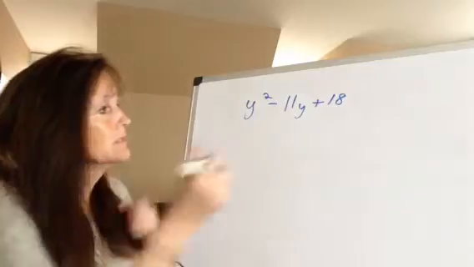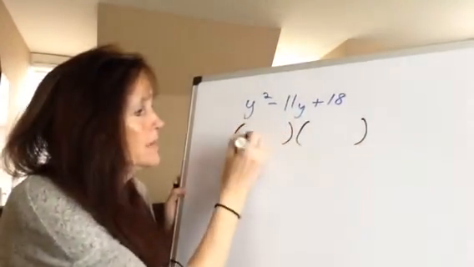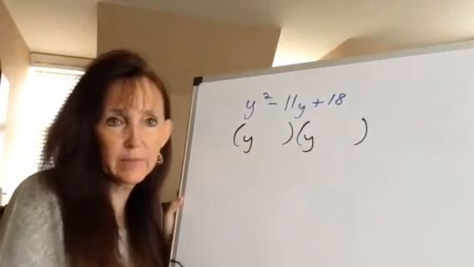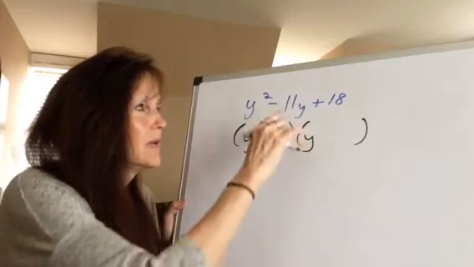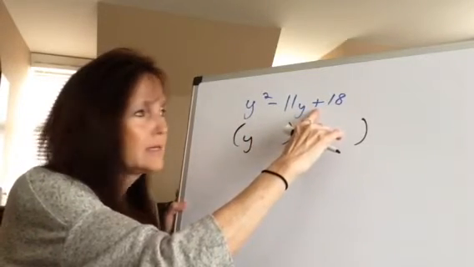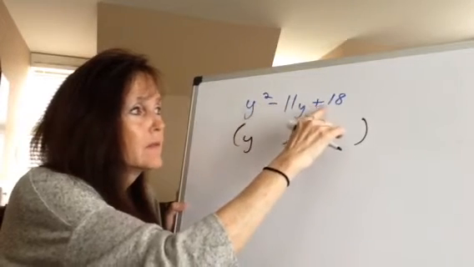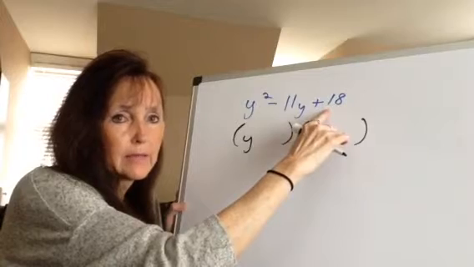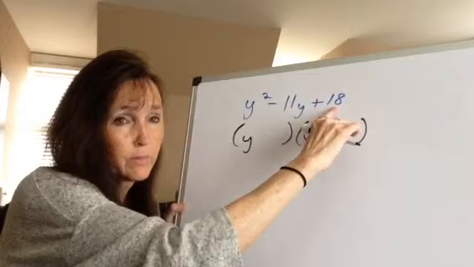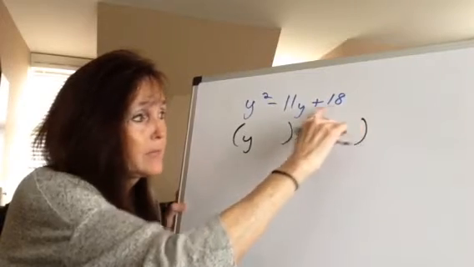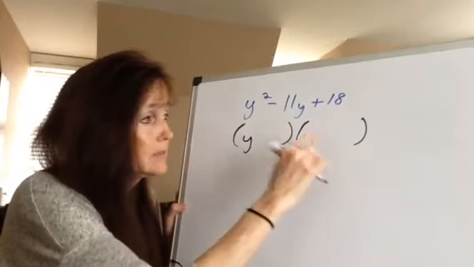Parentheses. That's where you're going first. And y times y gives you y squared. That's a give me. Alright, now this one's a little different because you've got a positive here at the end and a negative in the middle. Now, this one is formed by multiplying. What times what gives you 18 is your last term. So think about that. That means either these both have to be positive or they both have to be negative.